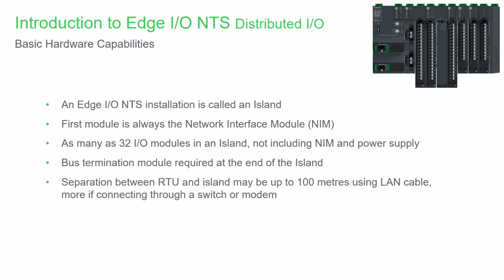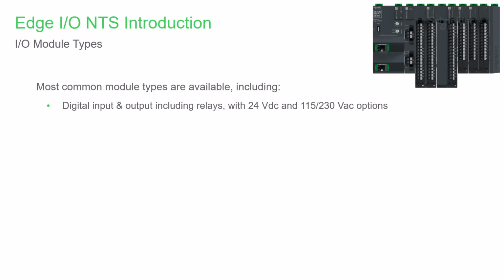When you connect an island to an RTU with a standard Ethernet cable, the separation may be up to 100 meters, though inclusion of a network switch or wireless modem could increase this distance. Most of the common I/O module types are already available in an Edge system.